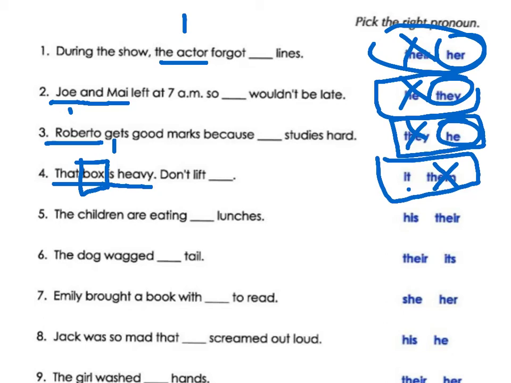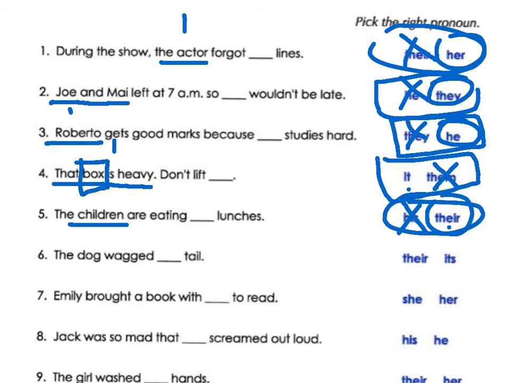Number 5, the children are eating blank lunches. We're missing a word here. Children is the noun. It's a plural noun. Even though it doesn't have an S, it's an irregular plural noun. So we know between our choices here, his and their. His is a singular male object pronoun, so that's not it. The answer has to be their.